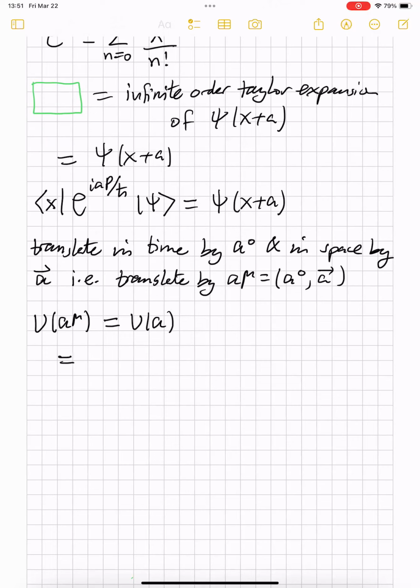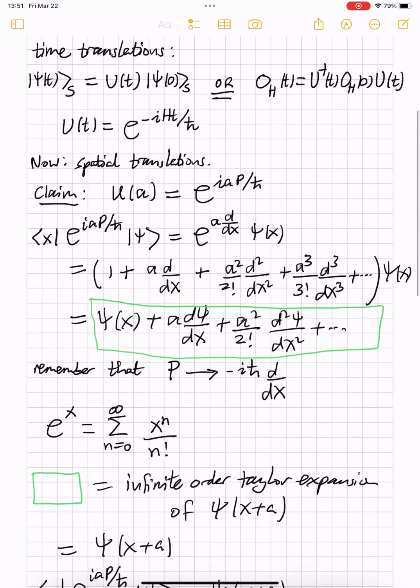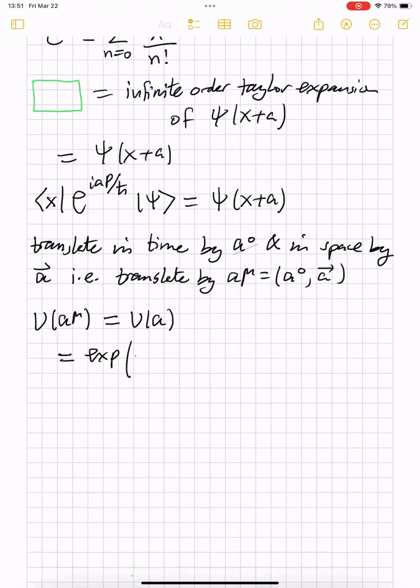And this is just given by the exponential of, now, remember for time translations, we had e to the minus i H t over h bar. So here we'll have minus i a naught times the Hamiltonian over h bar. That's the rule for translating in time. And then the rule for translating in space, all that we do is change the sign. So we'll have i vector A dotted into vector P over h bar. So that's U of a.